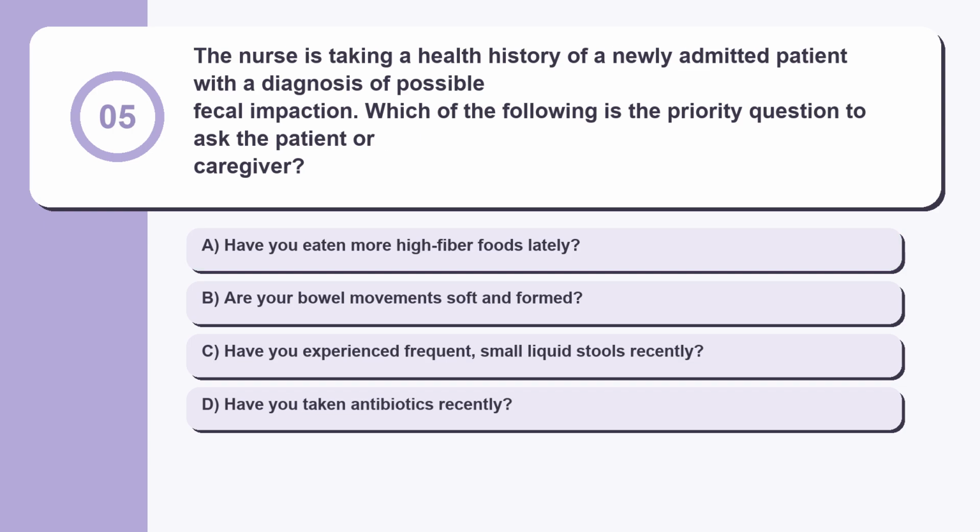Question 5. The nurse is taking a health history of a newly admitted patient with a diagnosis of possible fecal impaction. Which of the following is the priority question to ask the patient or caregiver? Have you eaten more high-fiber foods lately? Are your bowel movements soft and formed? Have you experienced frequent, small liquid stools recently? Have you taken antibiotics recently?